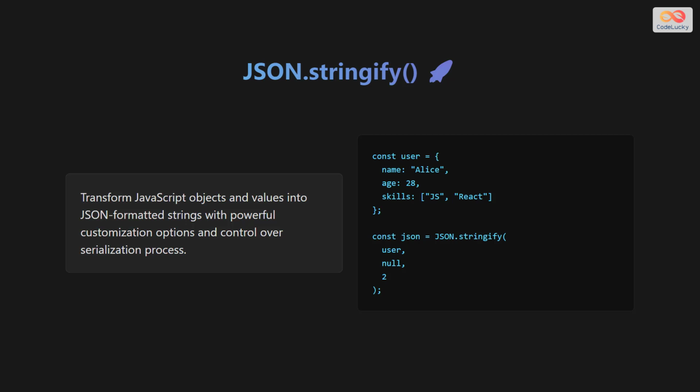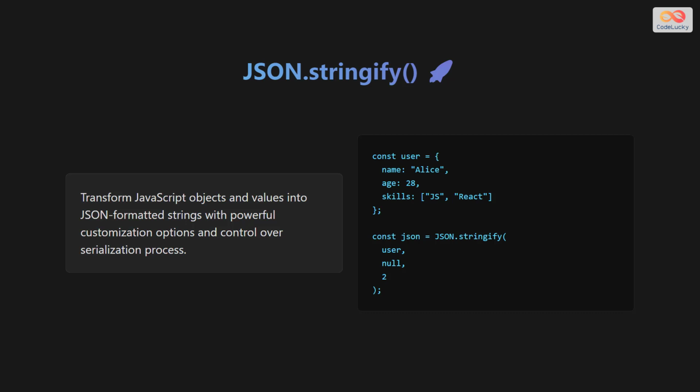Let's explore JSON.stringify, a powerful tool that transforms JavaScript objects and values into JSON-formatted strings. It offers customization options and control over the serialization process. Here's a basic example. We have a user object with name, age, and skills properties. The JSON.stringify method is used to convert this object into a JSON string.